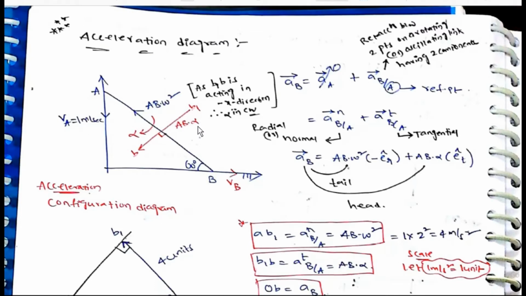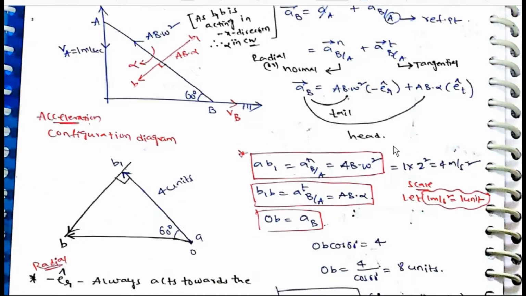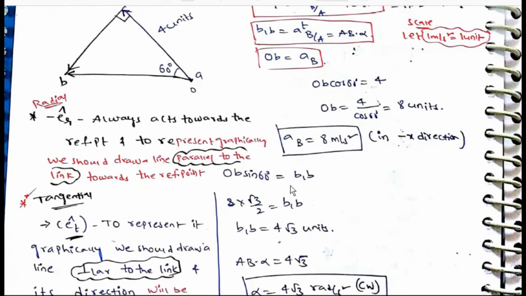Acceleration diagram. a_AB bar is equal to a_A bar plus a_(B/A) bar. Normal and tangential components: a_AB bar is equal to AB omega square minus e_r cap plus AB alpha e_t cap. Taylor and vector addition. From vector addition, we can directly get the result.